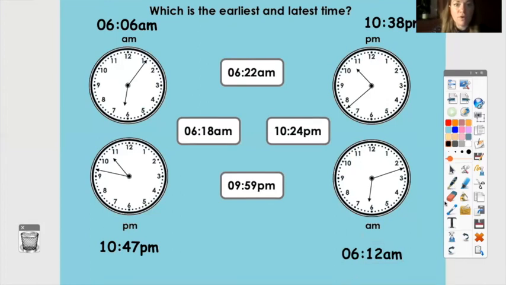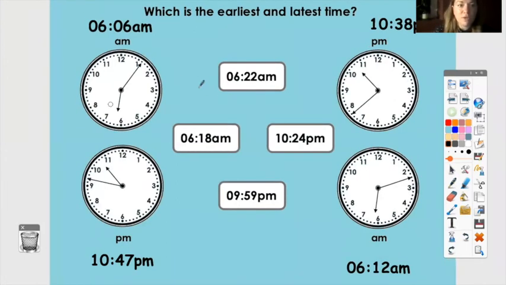So now I've got all those times, so now I can compare them because they are in the same format. We always compare the same units of measure. It makes life a lot easier. So I am going to compare all of the digital times. Which is the earliest and the latest time? Well, I can see here that actually 06:06 AM is the earliest time.